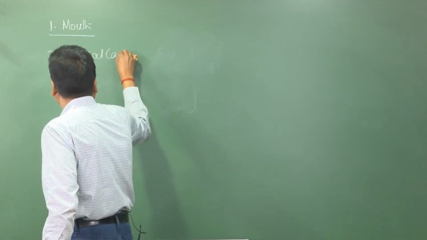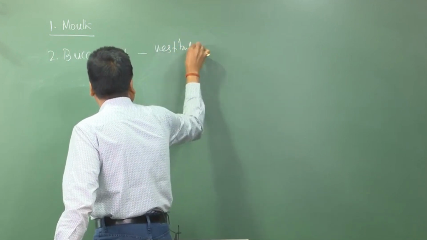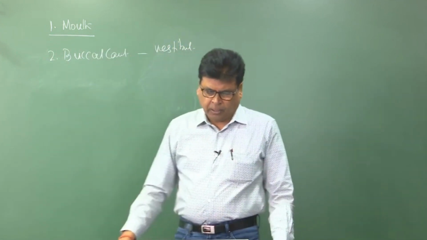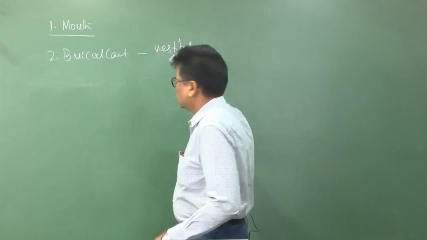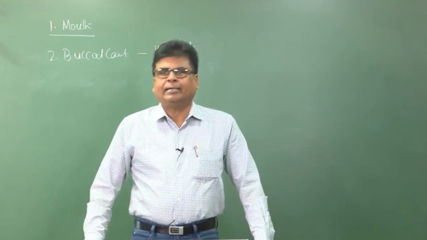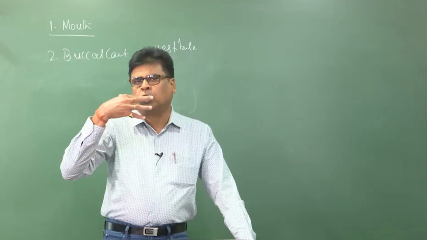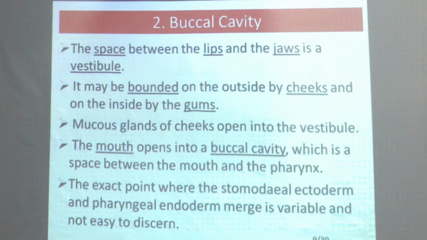Before entering the buccal cavity I can tell about the vestibuli. This space is known as vestibuli. So the space between the lips and the jaw is known as vestibuli. It may be bounded on the outside by cheeks and on the inside by gums. Then mucous glands of the cheeks open into the vestibuli.